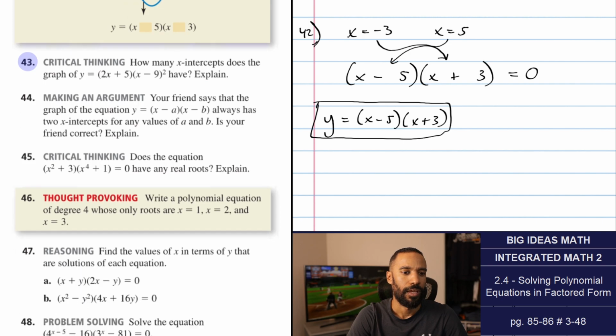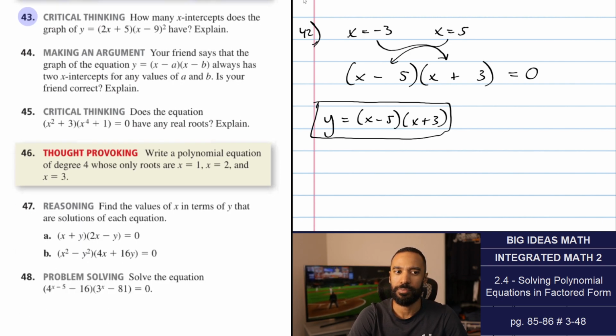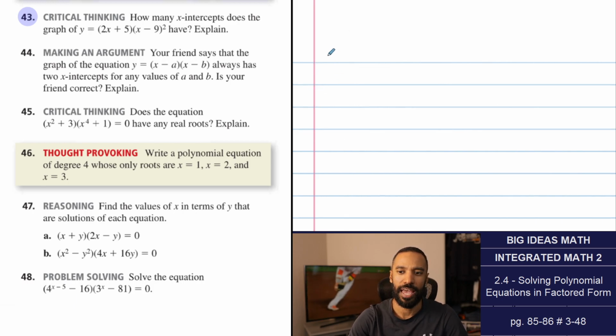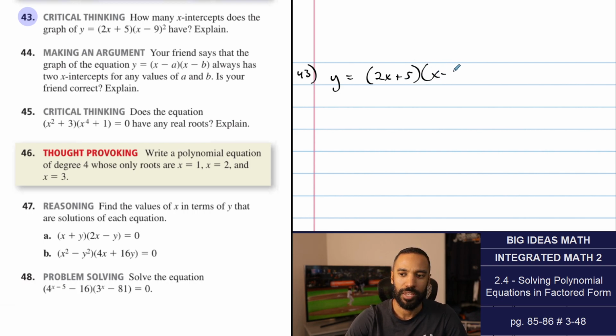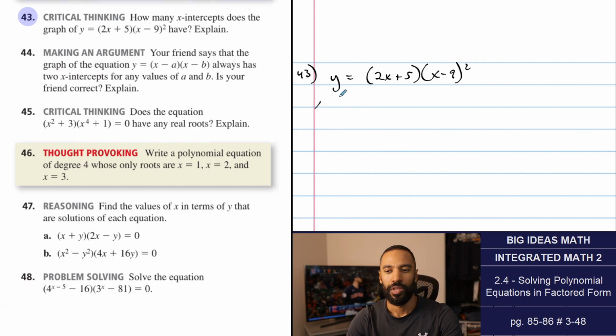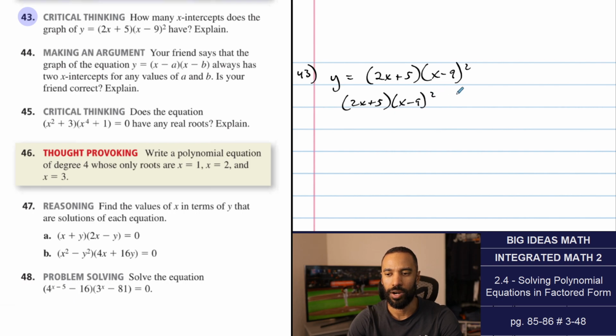Number 43, critical thinking. How many x-intercepts does the graph of y equals 2x plus 5 times x minus 9 squared have? Explain. They really are getting a little bit into not only the intercepts, but also this multiplicity thing. So 2x plus 5 times x minus 9 squared. X-intercepts are, again, when y equals 0. So let's set y equal to 0 and get 2x plus 5 times x minus 9 squared equals 0.